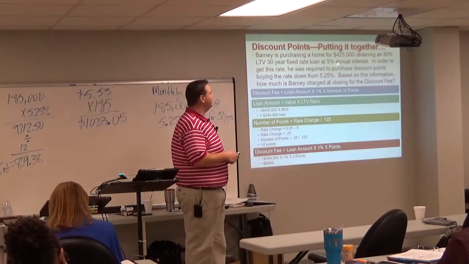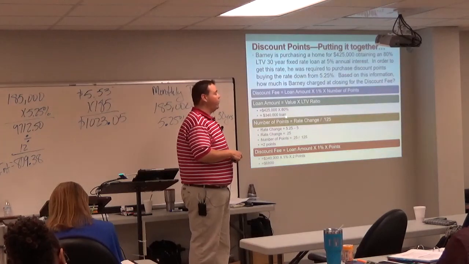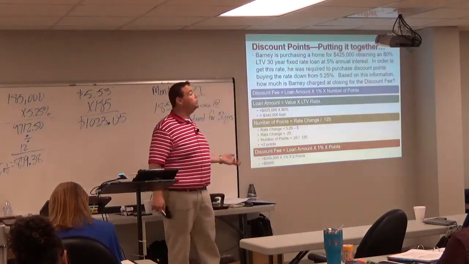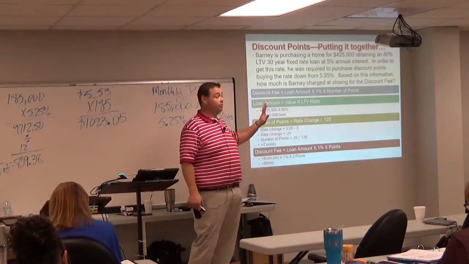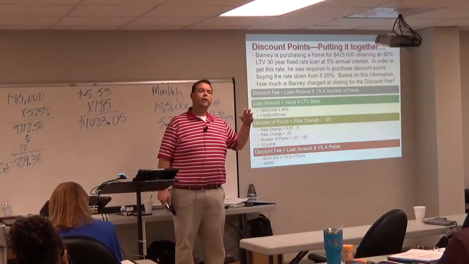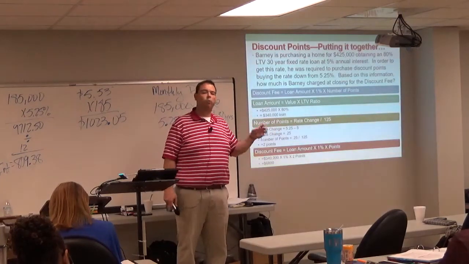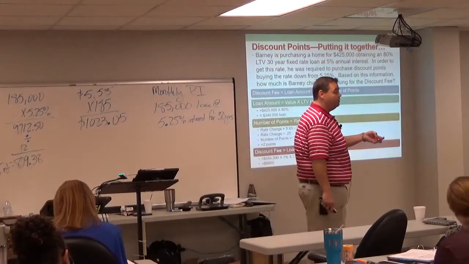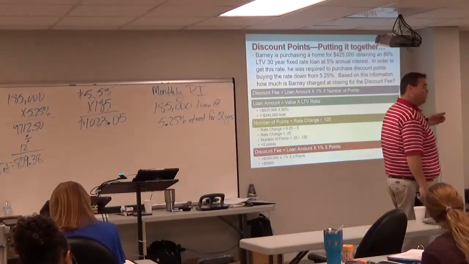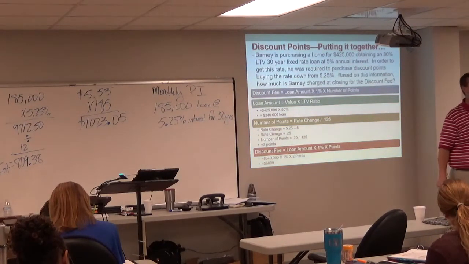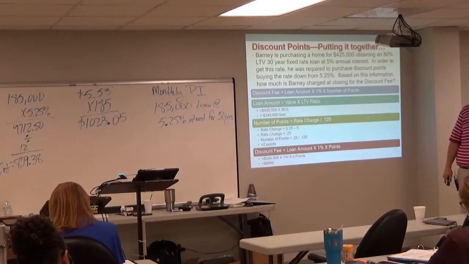$425,000 times 80% loan to value will give us the $340,000 loan amount. Does that make sense? So now we have the two things that we need to know in order to calculate a discount point charge. We know the loan amount, which is what Kathy told me we needed. Perfectly right. And we know the number of points that it takes to get us to where we want to go. So what are we going to do?